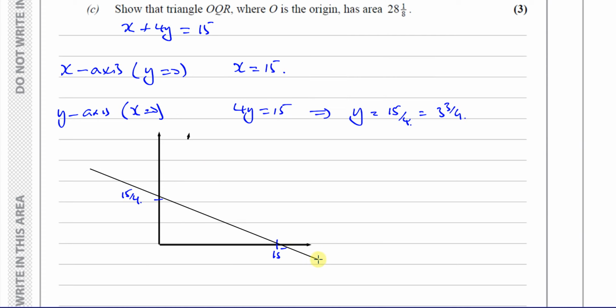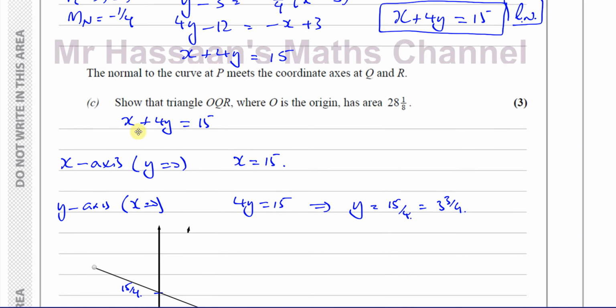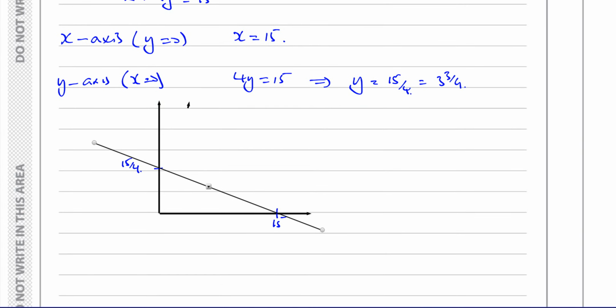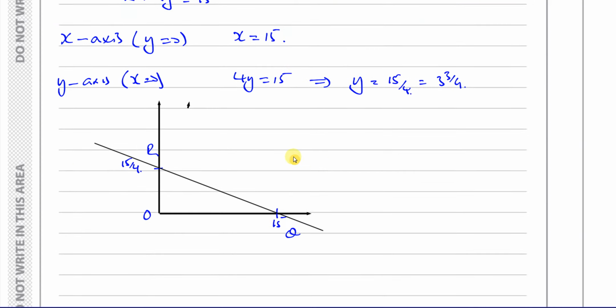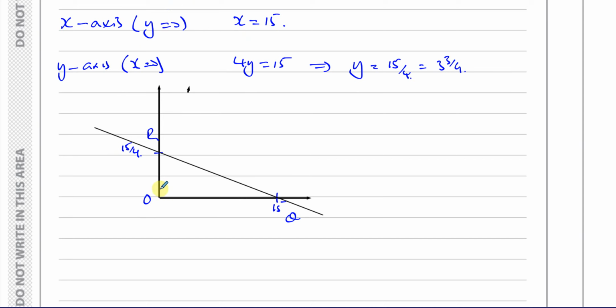It cuts the axes at those points, and one of them is Q, one of them is R. It doesn't tell us which is which. Let's say this is Q and this is R. It doesn't really matter, and this is O. It says show that the triangle OQR, where O is the origin, has this area. We know this is a right angle because this is where the x and y axes meet at right angles. So it's a right-angled triangle.